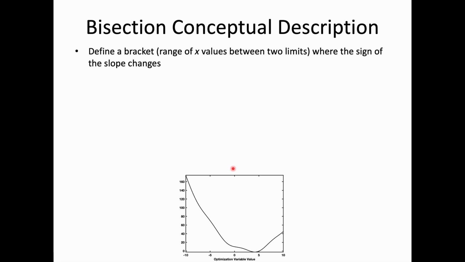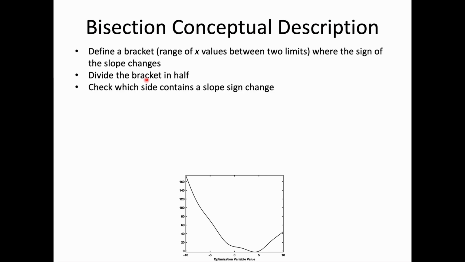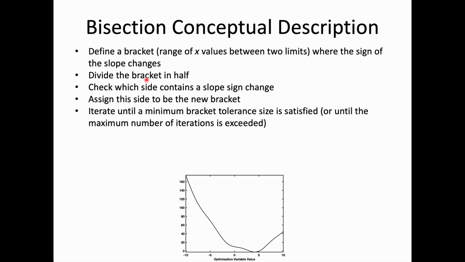Let's go through a conceptual description of the overall algorithm here for bisection for univariate function minimization. First, define a bracket where the sign of the slope changes. Then, divide the bracket in half. Check which side contains a slope sign change. Assign this side to be the new bracket. Iterate until a minimum bracket tolerance size is satisfied, or until the maximum number of iterations is exceeded.